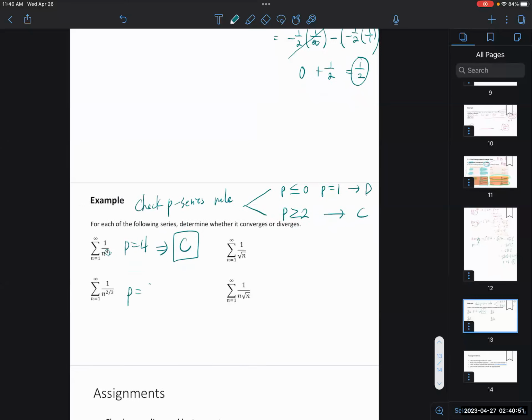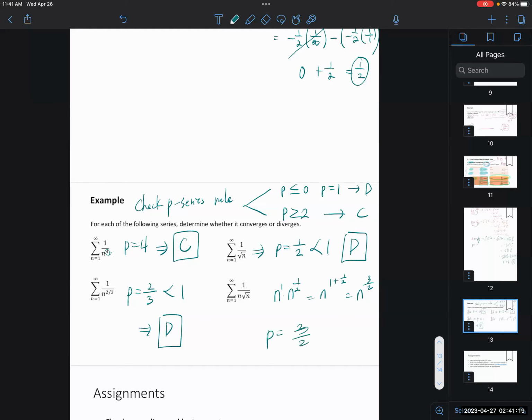What is p? It is 2 over 3. Is 2 over 3 less than 1, correct? So what do you guys think? It is going to be divergent. This one has p as a half exponent because that's a radical, less than 1, so this is divergent. This one is what? n to the 1, n to the 1 over 2. That's your p. So n to the 1 plus 1 over 2, n to the 3 over 2. Okay, p equals 3 over 2 is greater than 1, so it's going to be convergent.